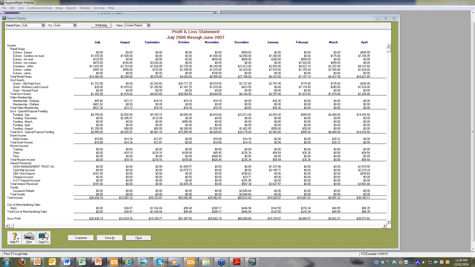The other thing you can do with any of these reports out of MYOB is export them to Excel, and then you can do beautiful things. So we'll just do an export to Excel of that.